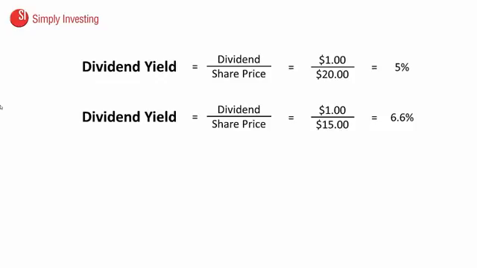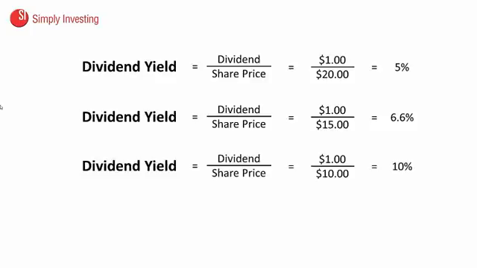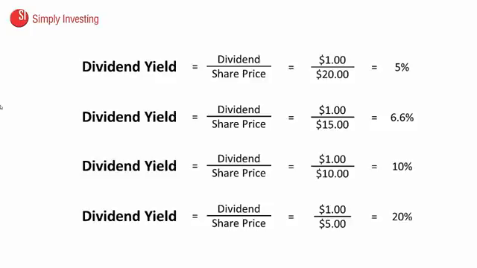Now, what would happen if the share price, say, dropped to $15? You'll notice that the dividend yield has now gone up to 6.6%. Now, let's say you wait a couple more days and the share price drops to $10 or even $5. So notice what's happening to the dividend yield as the share price is getting less and less. All things being equal, is it better to buy the shares at $5 each, or is it better to buy the shares at $20 each? So obviously it's better at $5 a piece, because your dividend yield is going to be 20% instead of 5%. So you're going to make a lot more money on your initial investment. So it's always good to buy shares when they're priced low.